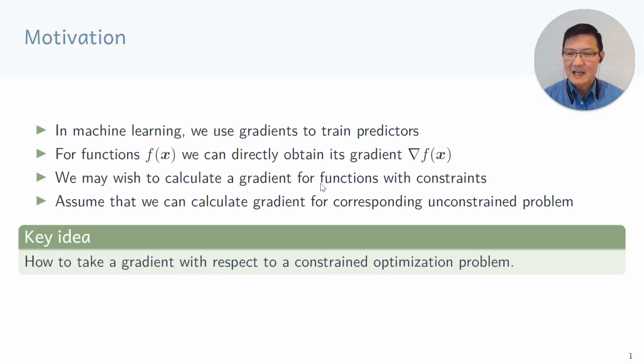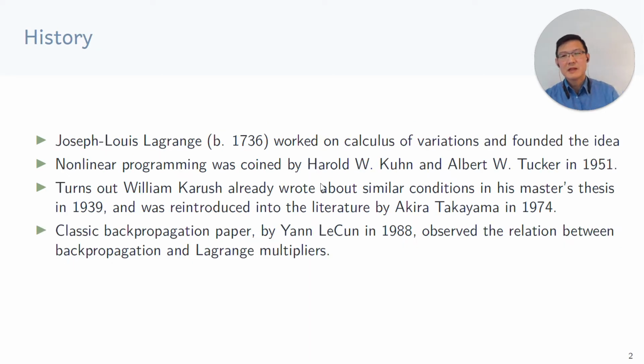The key idea that you will learn in this lecture is how to take the gradient with respect to a constrained optimization problem. The method of Lagrange was named after Joseph Louis Lagrange, who worked on calculus of variations in the 1700s. He founded this idea, and it was popularized in nonlinear programming by Karush, Kuhn, and Albert Tucker in 1951. It turns out actually that William Karush already discovered the conditions that you will see today, and they're now called the Karush-Kuhn-Tucker conditions.